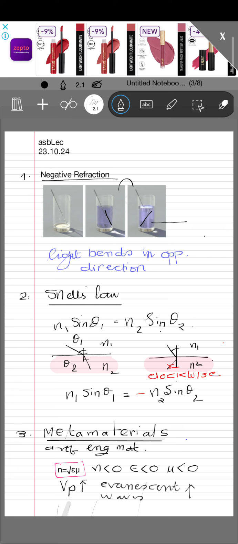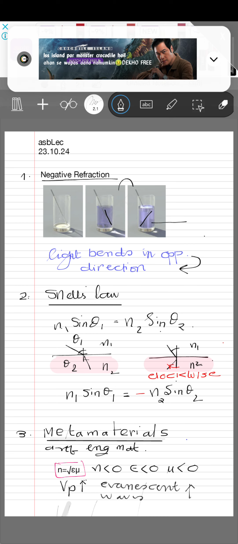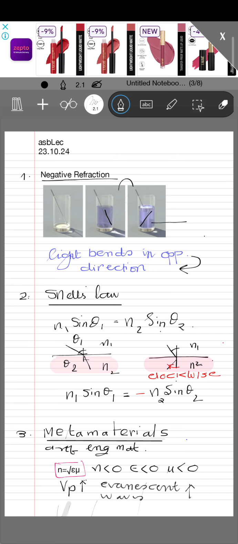So basically what is happening is a violation of Snell's law, and the light bends in the opposite direction. According to Snell's law, n1 sine theta 1 is equal to n2 sine theta 2, which involves the two refractive indices, and when light travels from one medium to another, it shows a change in direction. And if the second medium is a denser medium, it will also show a change in phase.